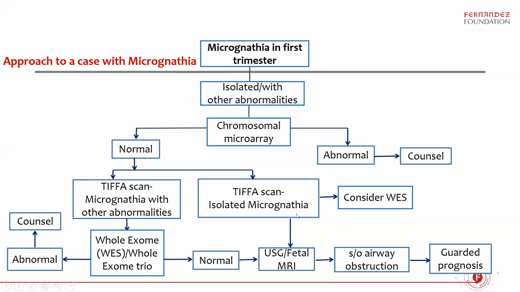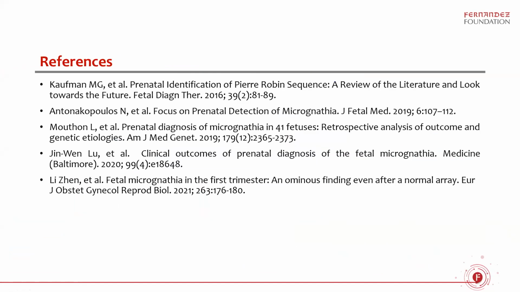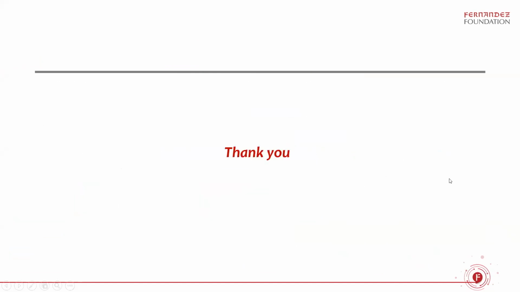If the TIFFA scan shows isolated micrognathia without any other abnormalities, then we should consider giving the couple the option of whole exome sequencing. If the couple declines further testing, then at least we should do a follow-up ultrasound or fetal MRI to know whether airway obstruction is there or not. Even the presence of polyhydramnios sometimes gives a clue that there might be an airway obstruction. If there is airway obstruction, then the couple should be told that the child may need ECMO after the birth, and there could be a guarded prognosis. So these are my references. Thank you.